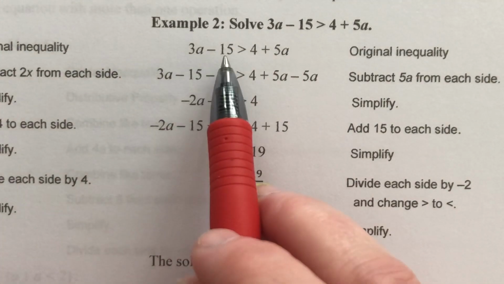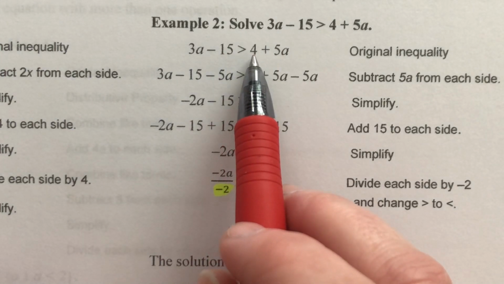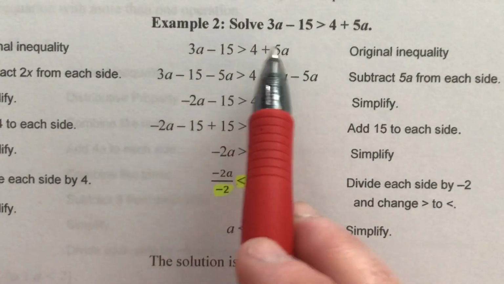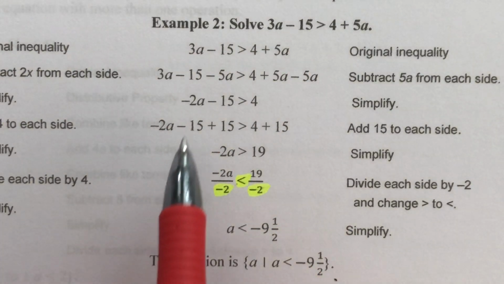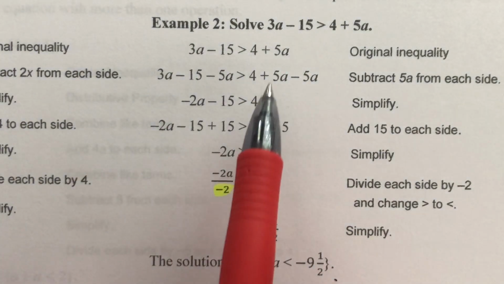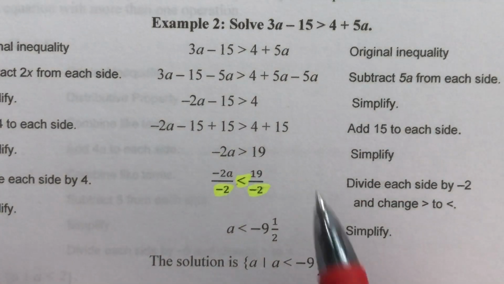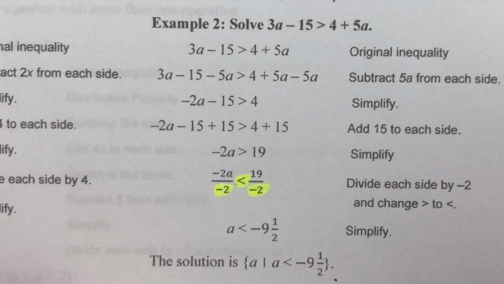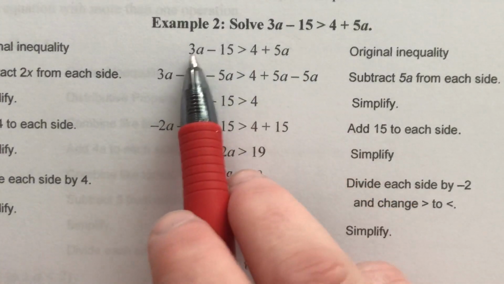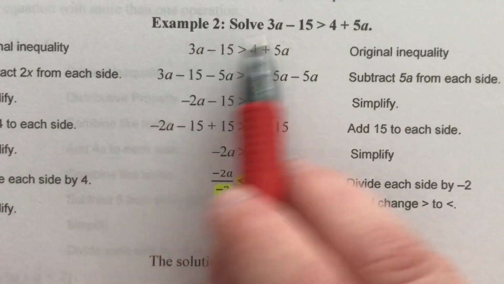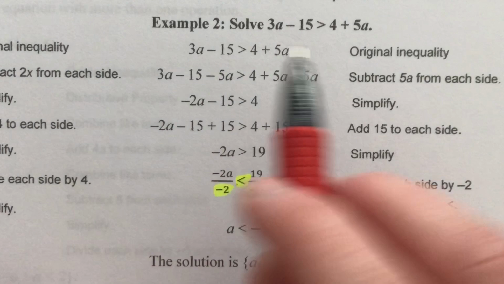Here we have 3a minus 15 is greater than 4 plus 5a. First, we need to get rid of the smallest a, so we need to subtract 3a from both sides. Well, that's not what they did here. They did something else. Okay, well, I don't know why they did it, but let's just go with what they're saying. So they got rid of this variable. I guess they're trying to keep the variable over here. This is goofy. I'm not even following this.